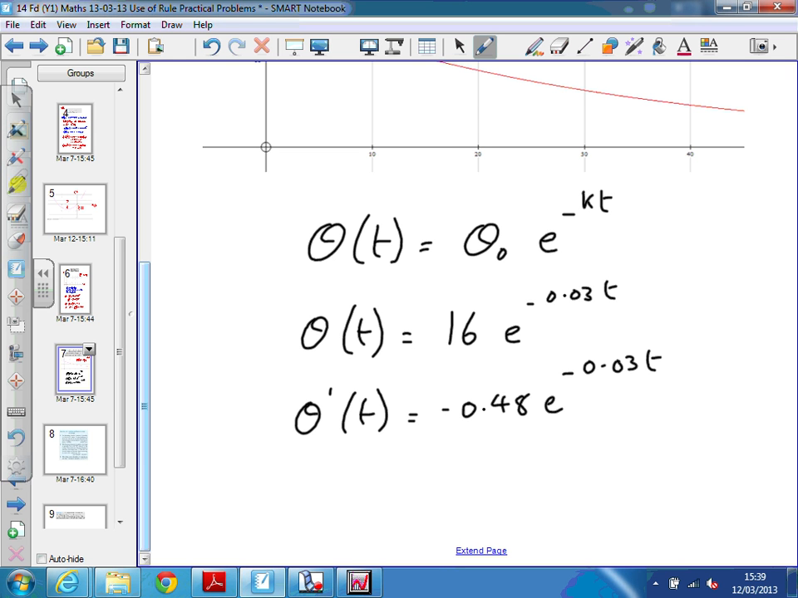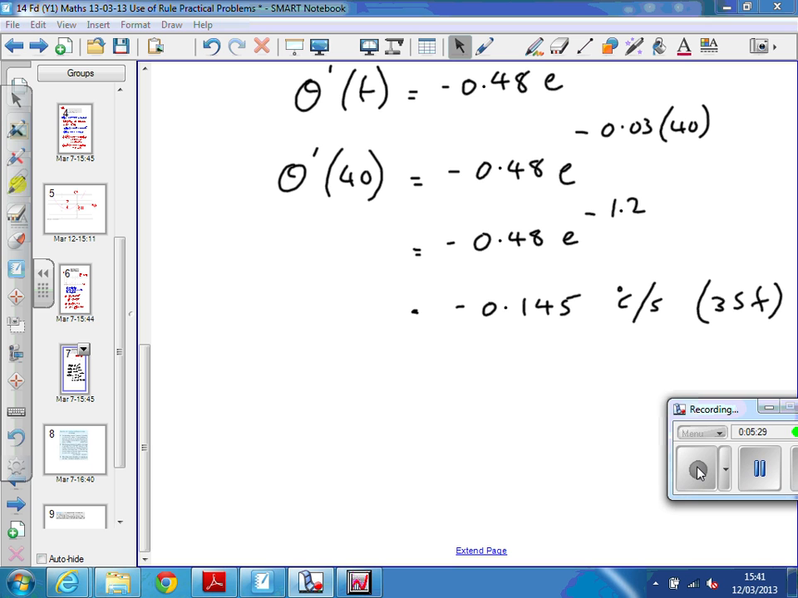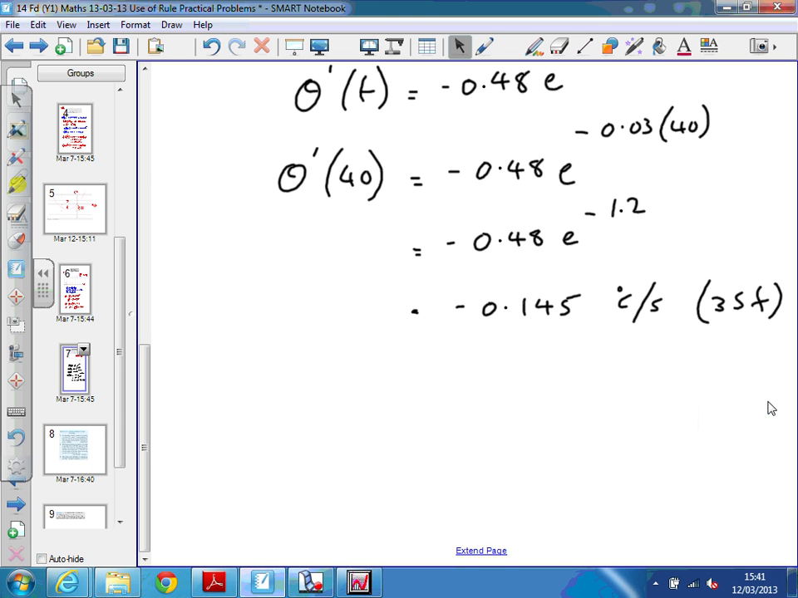So Alex, we don't change the power because it's an exponential function. It stays the same, doesn't it, in an exponential function? Yeah. So now we've got the theta prime function, or the differential function, we can find the rate of change of temperature with time when the time is 40 seconds. So theta prime turns out to be negative 0.14 degrees centigrade per second, okay, to 3 significant figures.